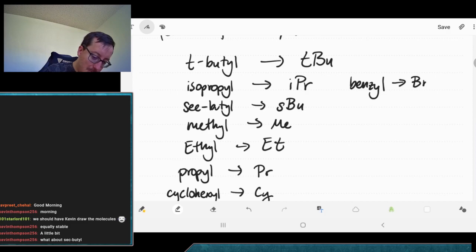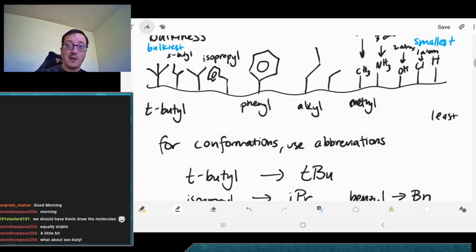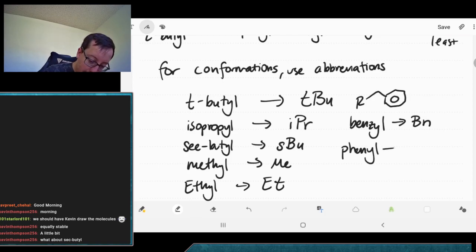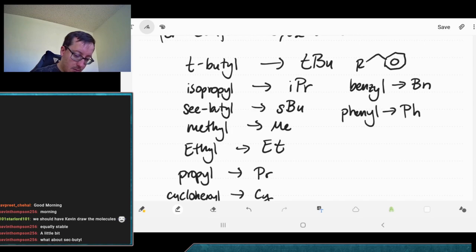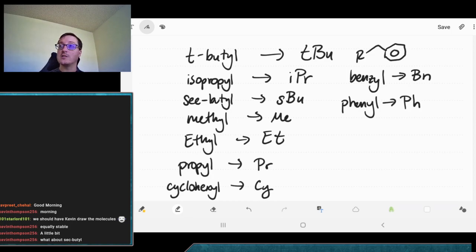Benzyl is abbreviated BN. Remember, benzyl is one carbon away from the benzene. Again, we don't really see this as much when we're talking about conformations, but benzyl is a phenyl ring with a carbon in between. That's your benzyl substituent. Phenyl is just attached to the benzene directly. What other abbreviations do we have? I think those are the big ones, the biggest substituents that we have abbreviations for.